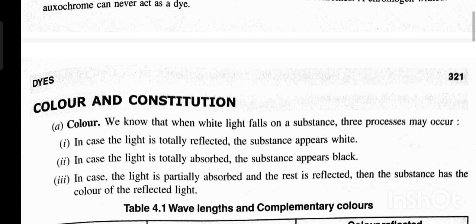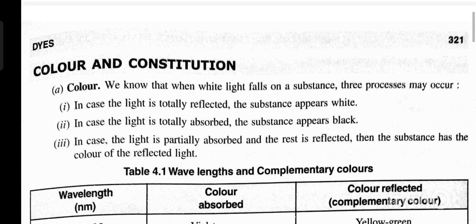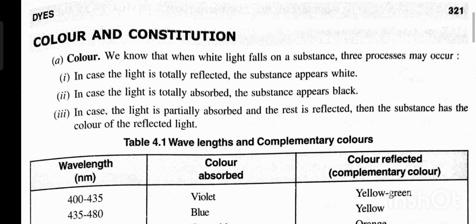Color and constitution. A. Color. We know that when white light falls on a substance, three possibilities may occur. First, in case the light is totally reflected, the substance appears white. In case the light is totally absorbed, the substance appears black. Third, in case the light is partially absorbed and the rest is reflected, then the substance has the color of the reflected light.